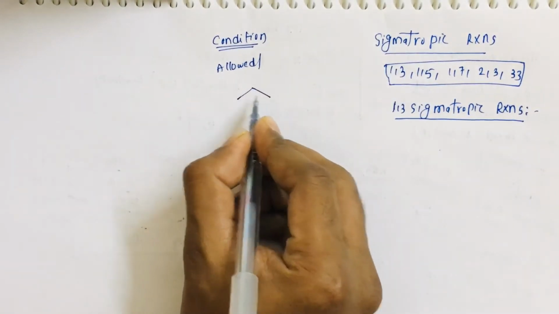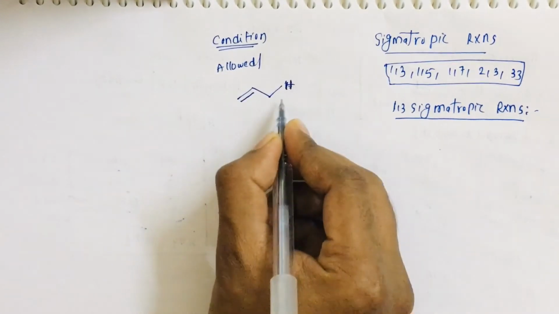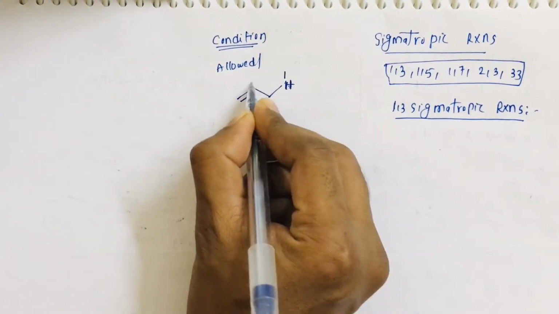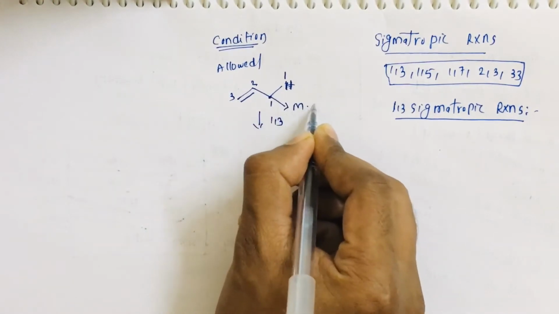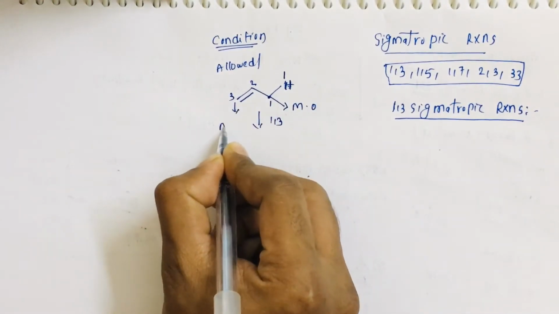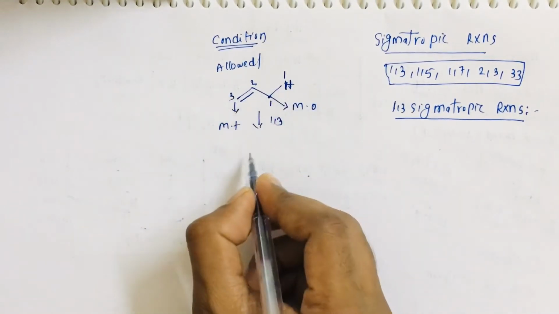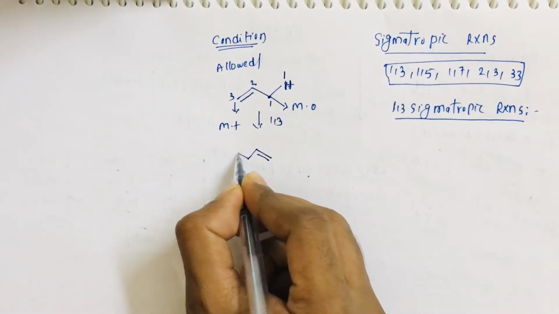Here we can see this is a 1,3 sigmatropic shift, with positions 1, 2, 3. So this is the migrating origin and this is the migrating terminus. Okay, the hydrogen goes from here to here, and now this is what we get.